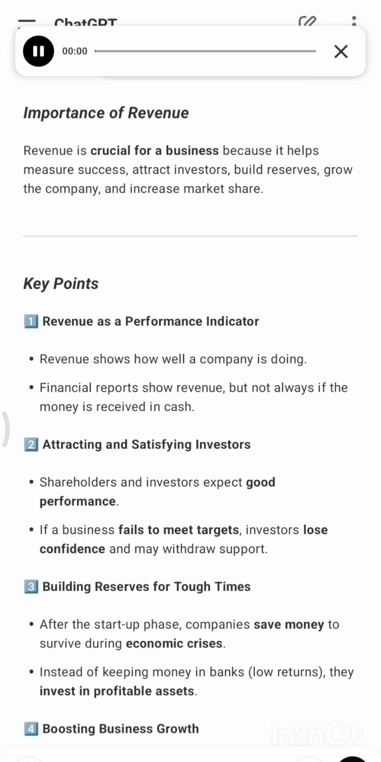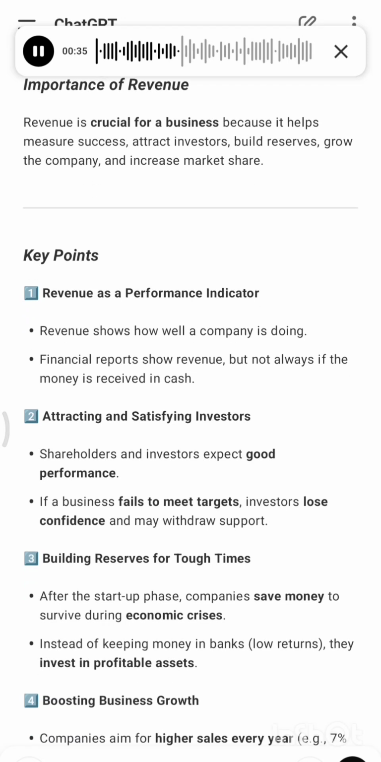Importance of revenue. Revenue is crucial for a business because it helps measure success, attract investors, build reserves, grow the company, and increase market share. Key points. 1. Revenue as a performance indicator. Revenue shows how well a company is doing. Financial reports show revenue, but not always if the money is received in cash. 2. Attracting and satisfying investors. Shareholders and investors expect good performance. If a business fails to meet targets, investors lose confidence and may withdraw support.